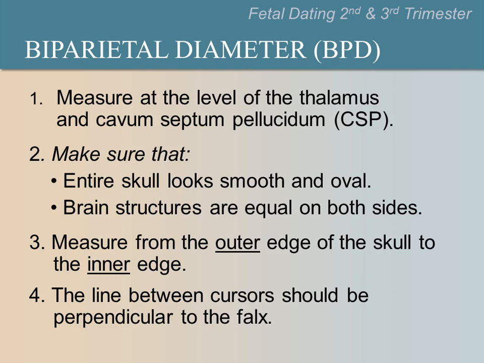The two most important factors in getting this measurement right are finding the proper level at the thalamus and CSP and seeing that the head looks oval in shape. It is more important to clearly see the thalamus than the cavum septum pellucidum. We will now show you 4 examples.